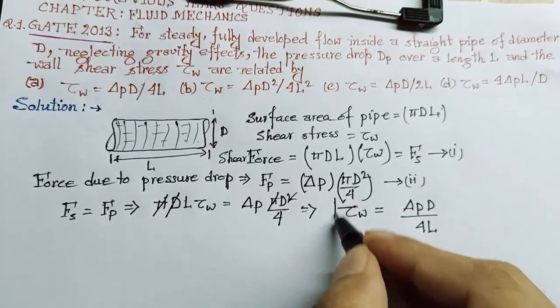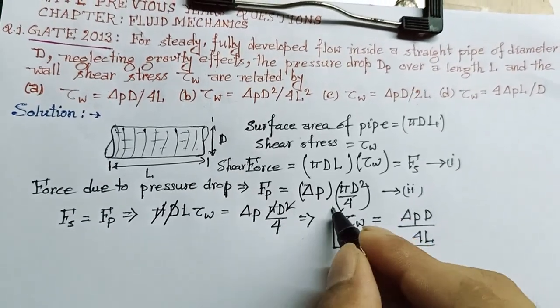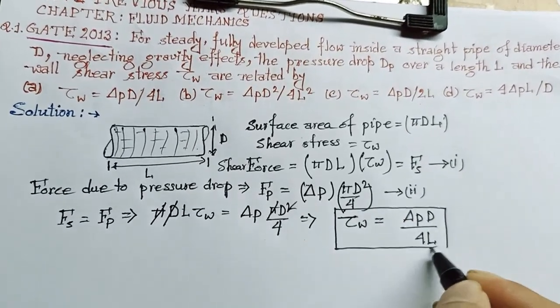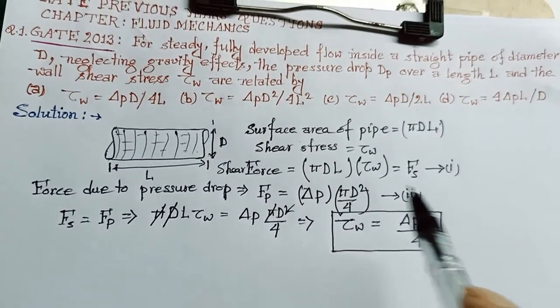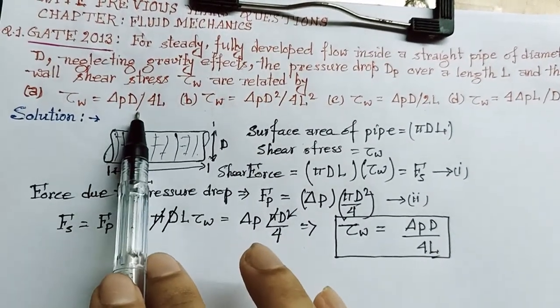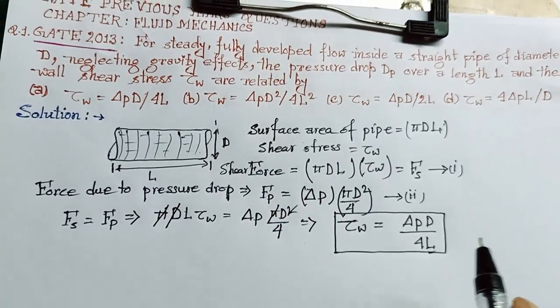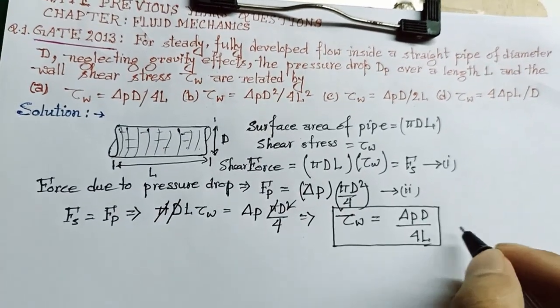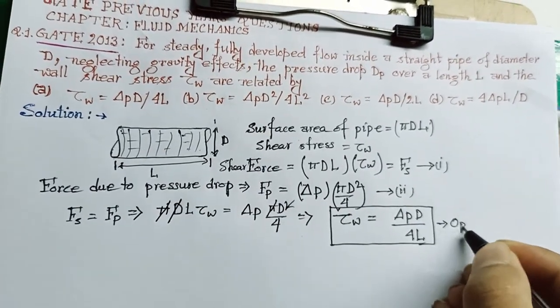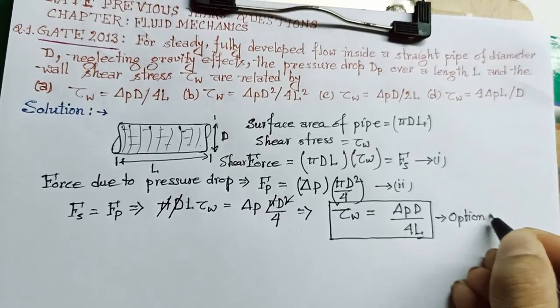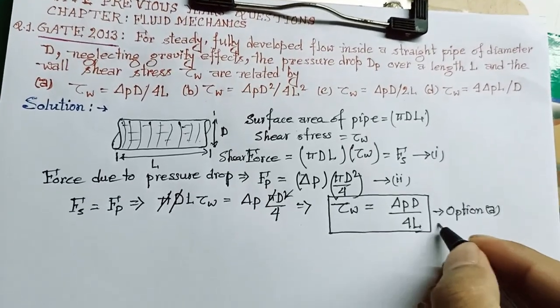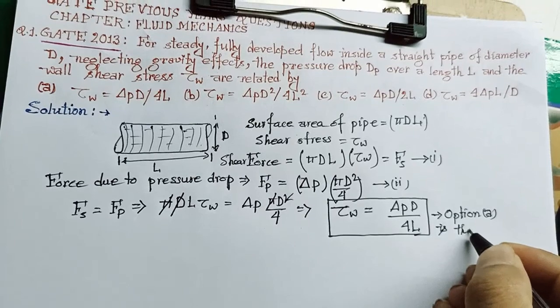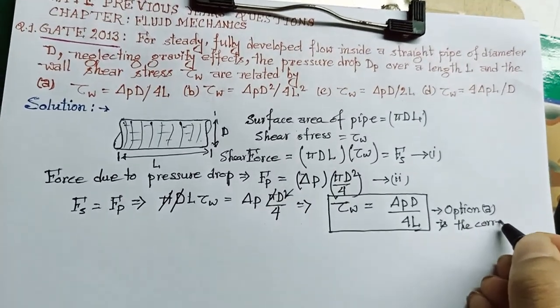So this is our required value for shear stress, which is equal to del P d divided by 4L, which is equal to option A. So option A is the correct option.